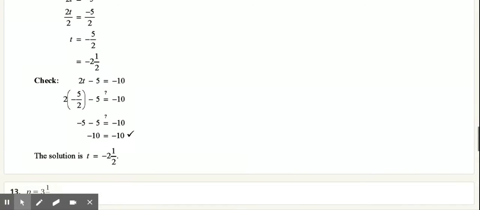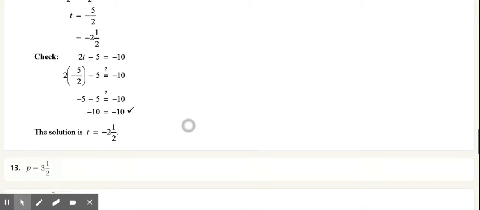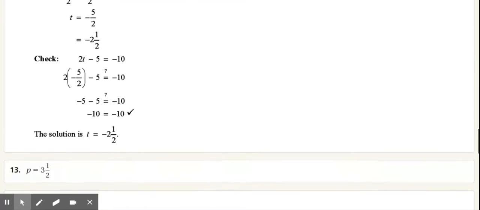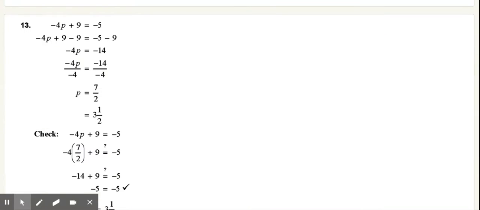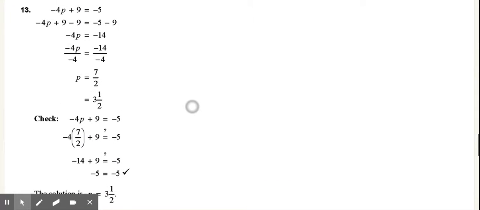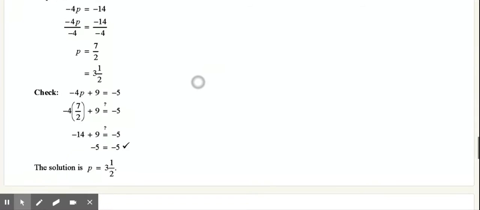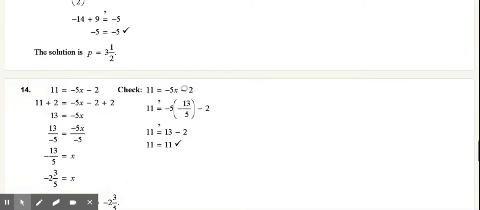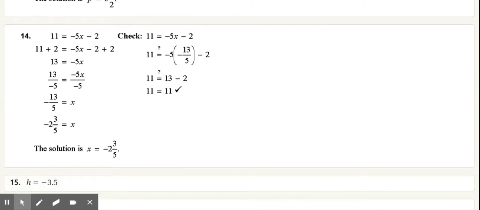12 would have been -1.5. If you had -5 halves, that's fine. If you did -2.5, any of those are okay. There was the work and there's a check for 12. 13 is 3.5. 14 should have gotten -2 3/5. If you had -13/5, that's fine as well.